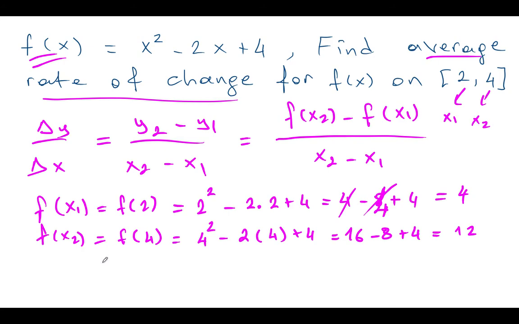So y2 minus y1, which is 12 minus 4, divided by x2 minus x1, 4 minus 2. So it will be 8 over 2, which will be 4. So this is now the rate of change for the given function on the interval. So this rate is positive. That means my function is increasing in this interval.